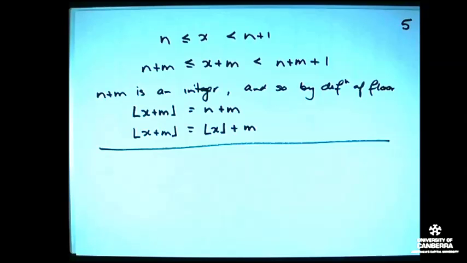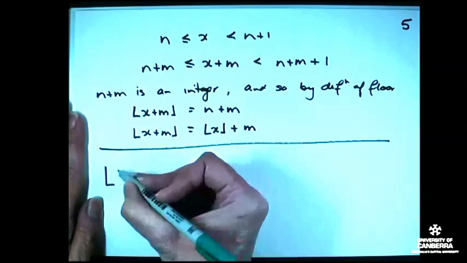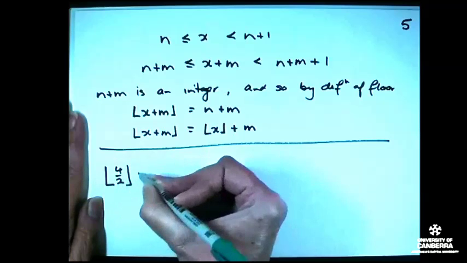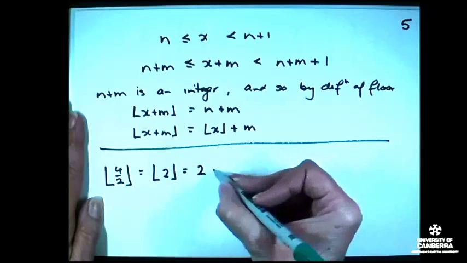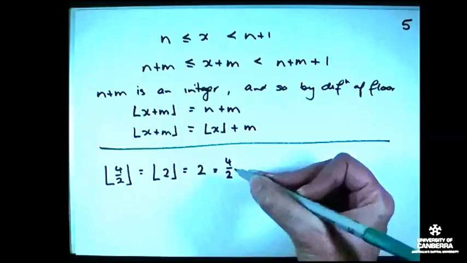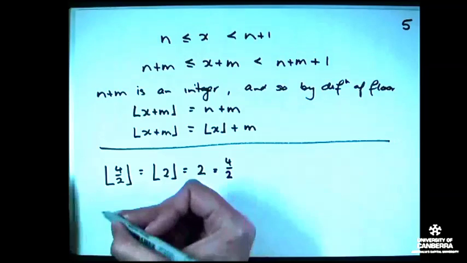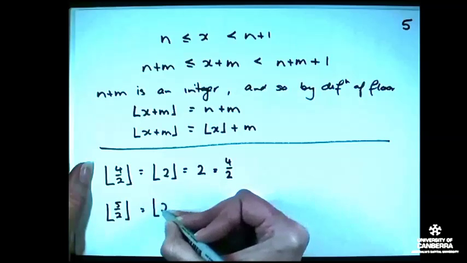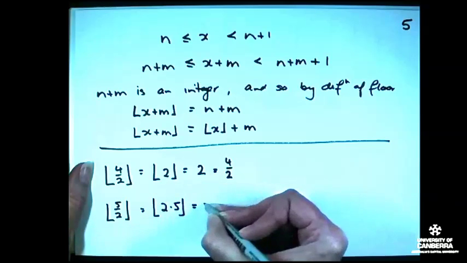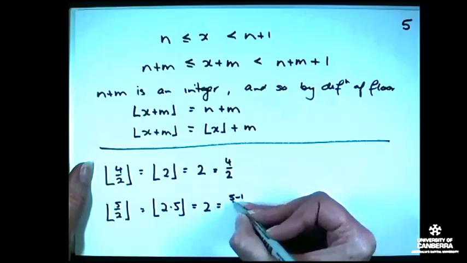Now, we're going to have another one where we're going to prove it by division into cases again. But let's have a think. What if we've got the floor of 4 divided by 2? Well, that's just the floor of 2, which is equal to 2, which is equal to 4 divided by 2. What if we had the floor of 5 divided by 2? Well, that's equal to the floor of 2.5, and that is equal to 2, which is equal to 5 minus 1 divided by 2.